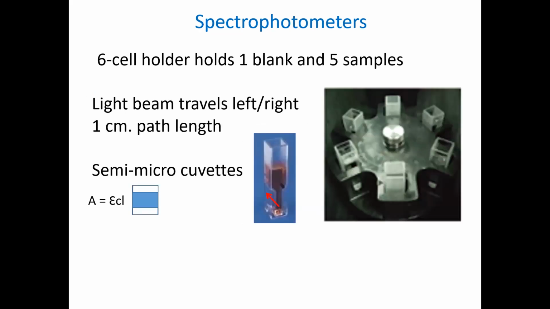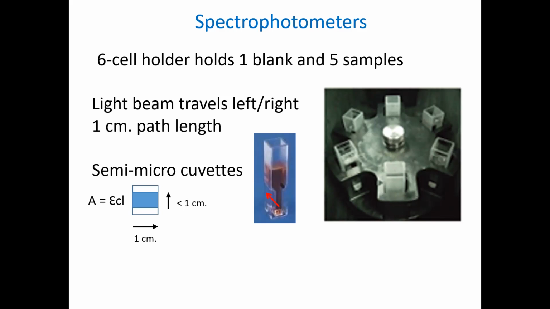Our spectrophotometers are great specs. They hold 6 samples at once, 1 blank and 5 samples. We always use a blank in class. The light beam travels left to right, right to left. You can put the cuvettes in so that the 1 centimeter path length is through the light. You can see the image on the slide there. We're using semi-micro cuvettes to save reagents, so they're compressed at the bottom.